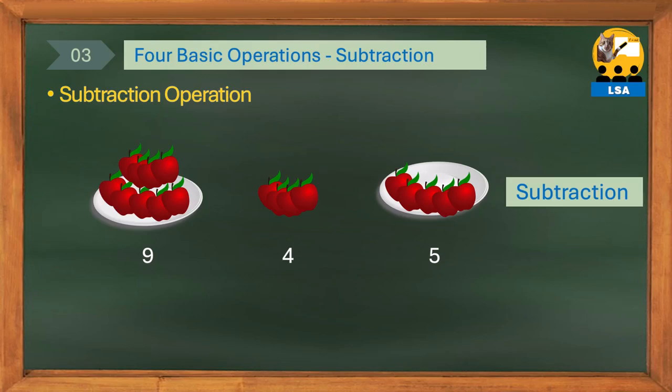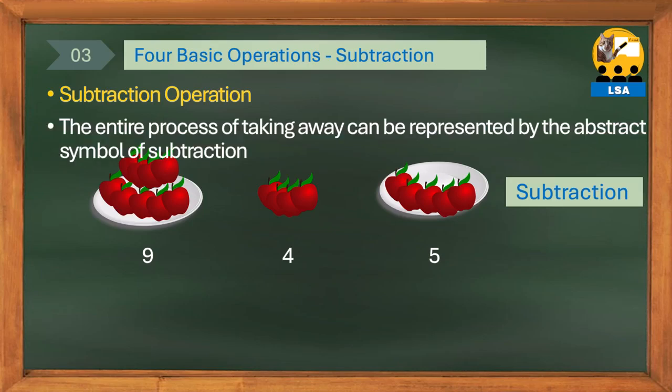Now let's represent the entire process of taking away, subtraction, with an abstract symbol just like we did with addition. The abstract symbol for the act of taking away is set as minus. And just like in addition, the meaning that the number of apples obtained as a result of the act is the same as the number of the final product is abstracted and expressed with the equal symbol. Now we can abstract the entire subtraction process and express it with symbols. 9 minus 4 equals 5.